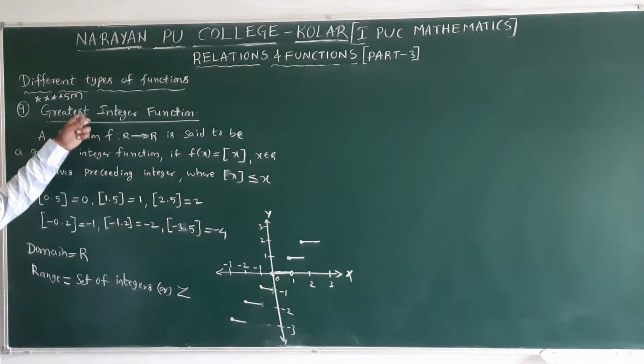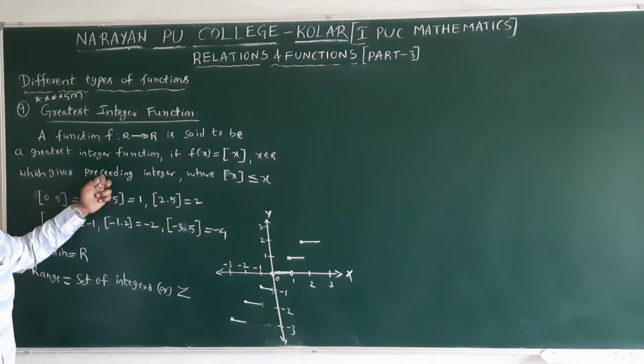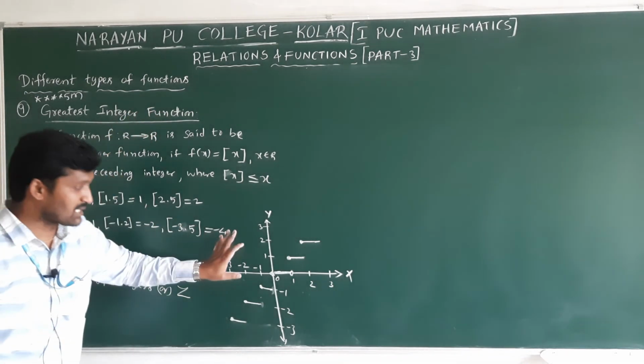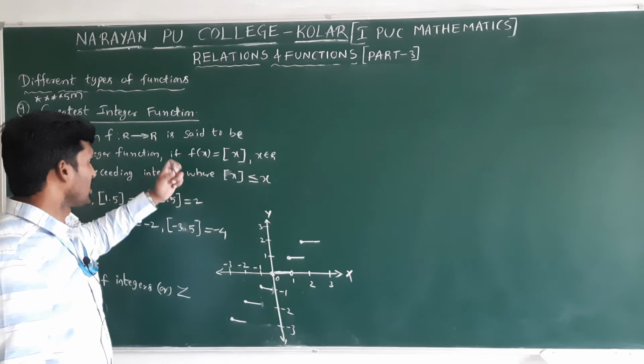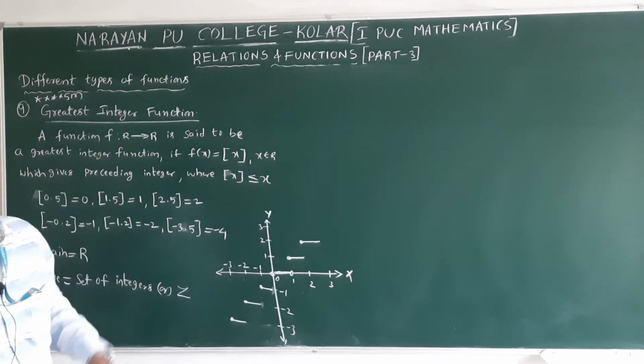That's why this is called the greatest integer function. It always gives the preceding integer. This is the graph. Graph for 2 marks, definition 1 mark, domain 1 mark, range 1 mark.